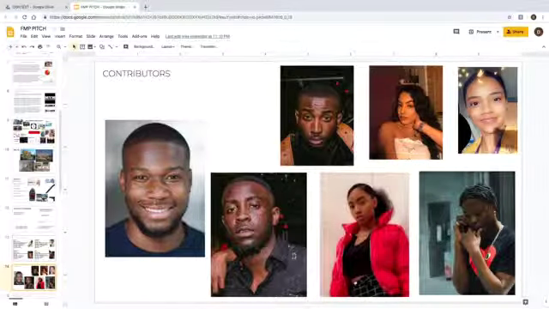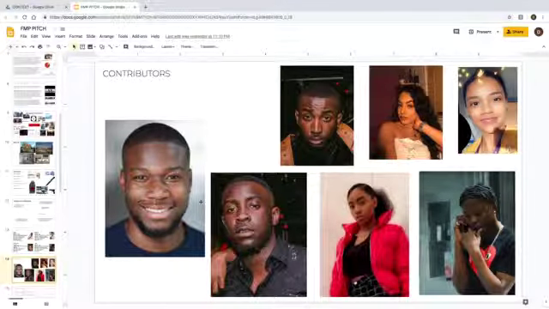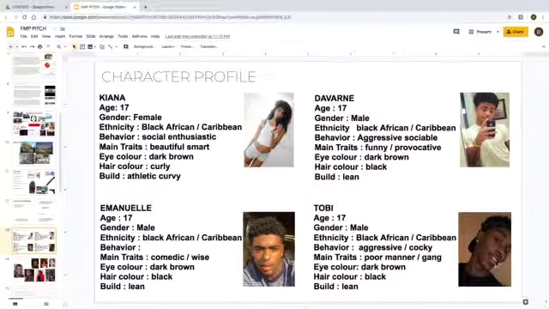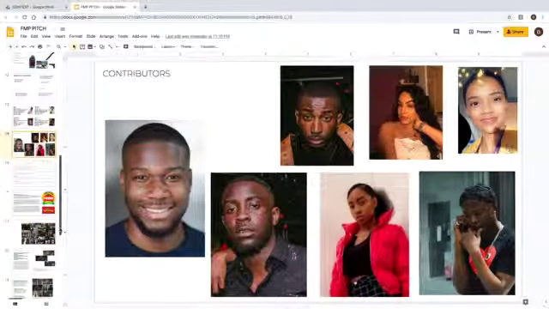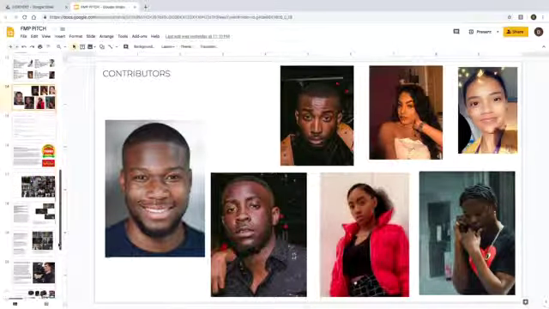I feel like finding out about the contributors themselves helped develop the idea more because we could base our characters, like character profiles, around the actual contributors themselves, so that would make it easier for them to talk and act within the scripts.